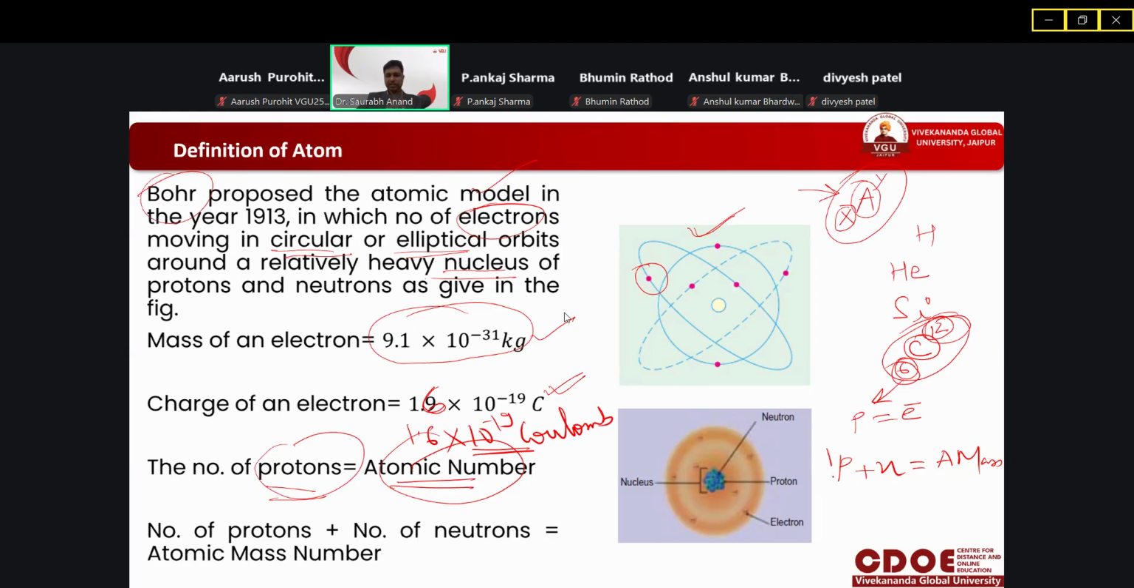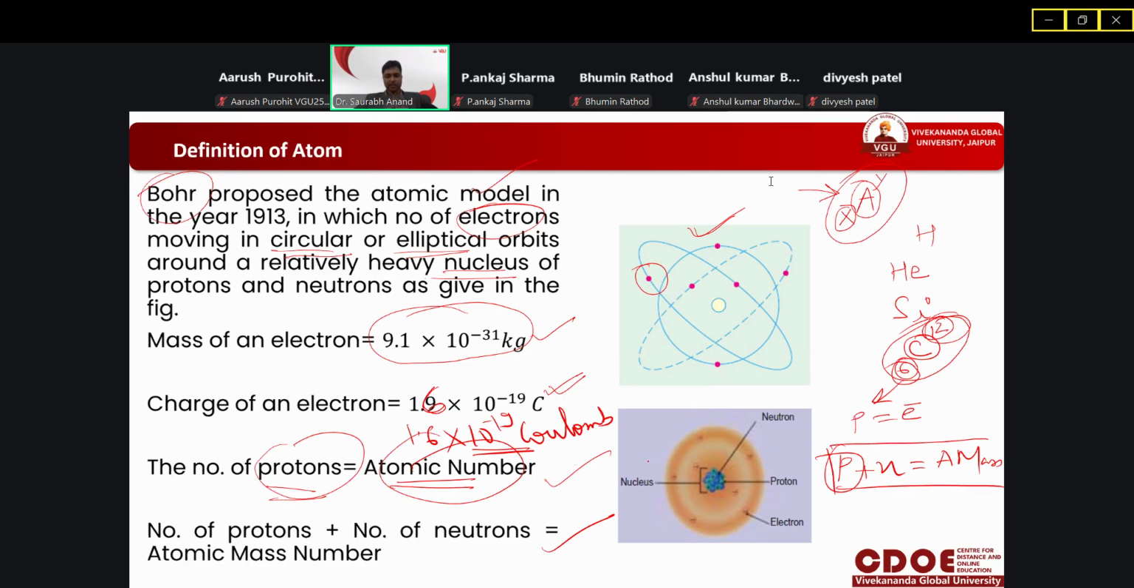Clear? So this is the relation between proton number, neutron number, electron number, atomic number, and atomic mass. Clear? So if you don't have the number of protons, you can use the value of the number of electrons, the atomic number. Clear? So we have these three relations. So you can remember it.